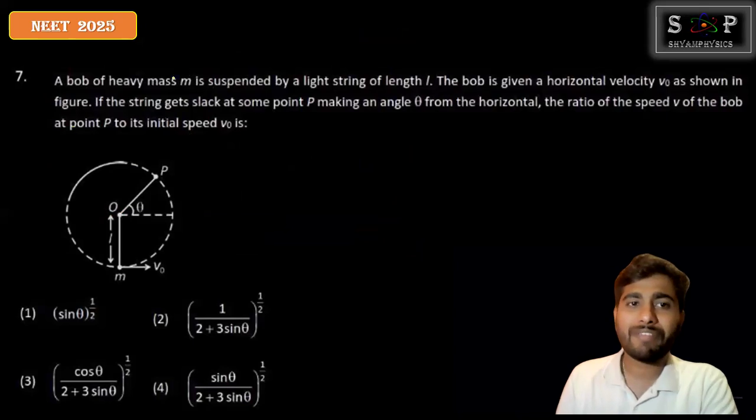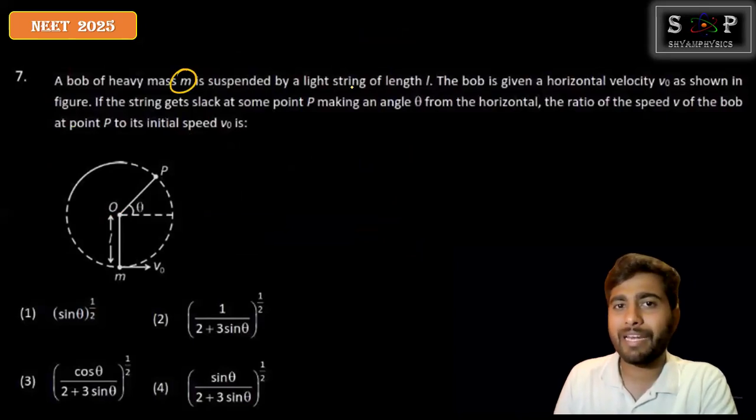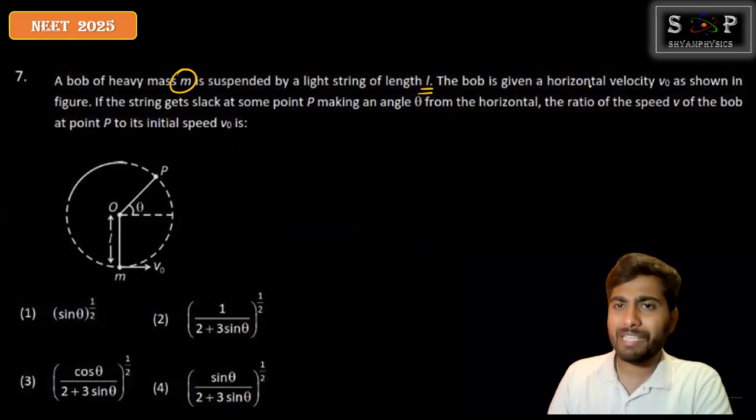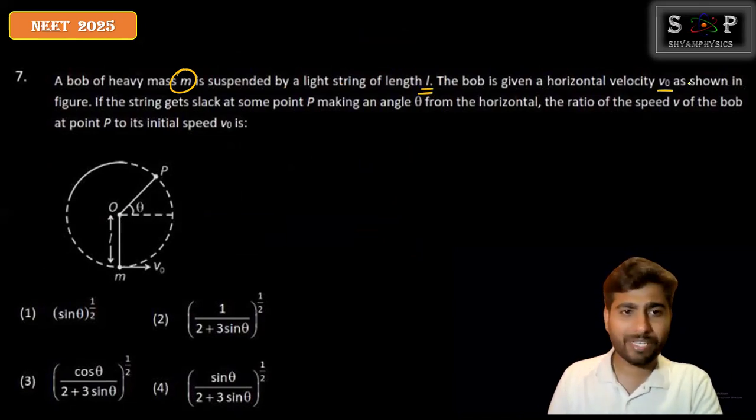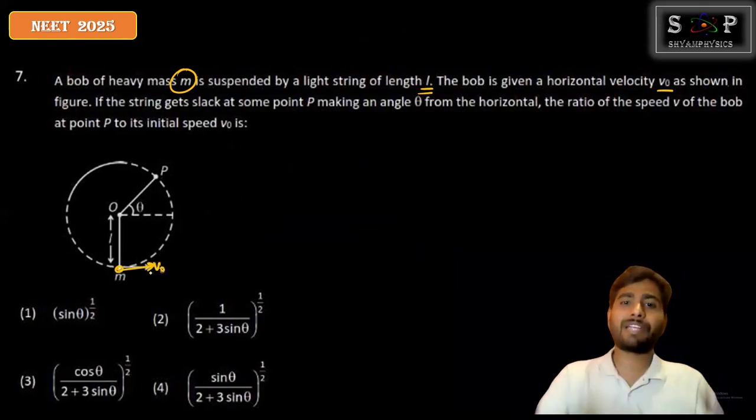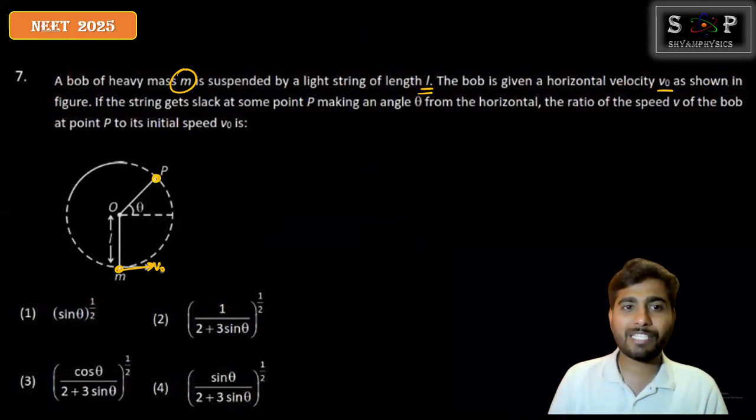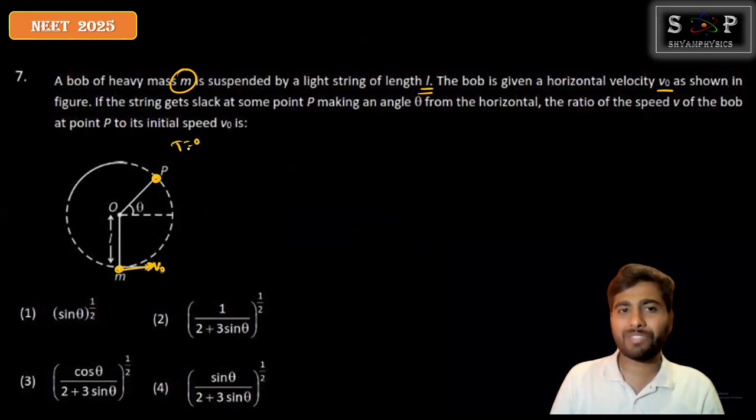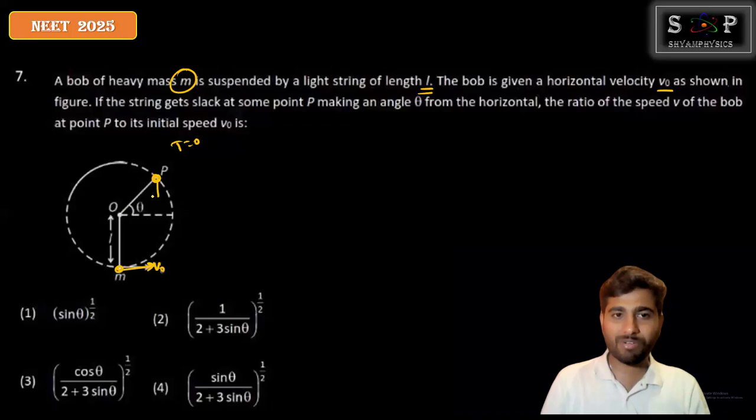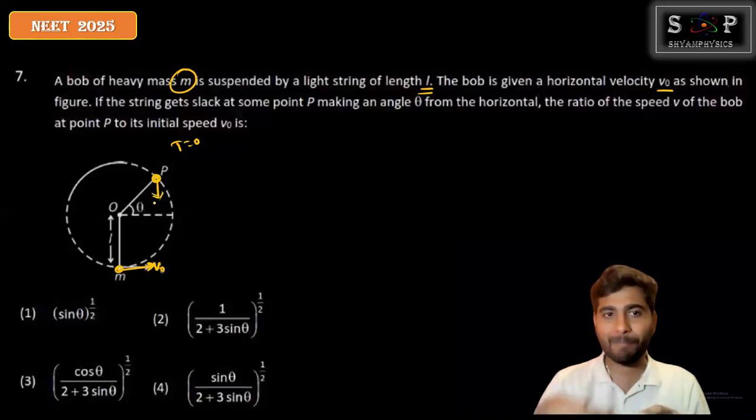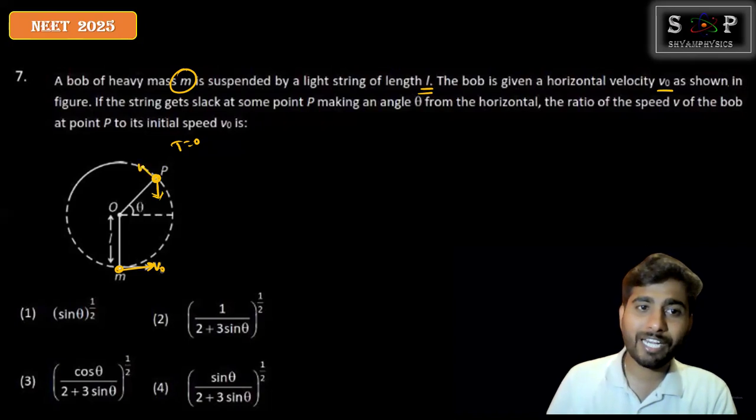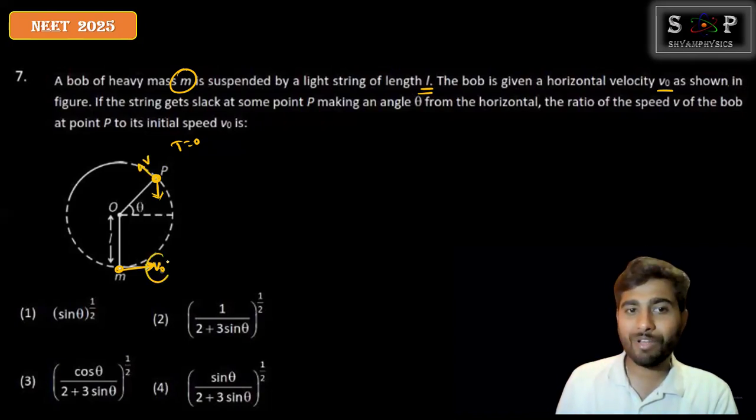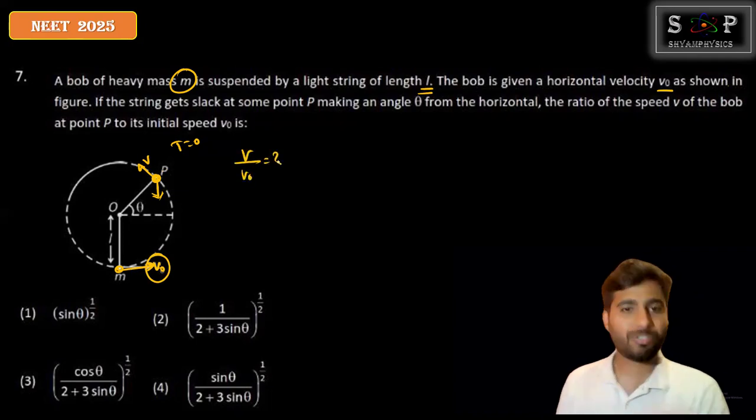A bob of heavy mass M is suspended by a light string of length L. The bob is given horizontal velocity V0 as shown in the figure. Here they have given horizontal velocity to this bob, so it will travel in a vertical circular motion. At this point P, the thread is going to slack. Under this slack condition, tension will become 0, so it will fall down from this point without making a complete circle. They're asking, at this point it is moving with velocity v, and the initial velocity is v0. What is the ratio of v by v0? This ratio we need to calculate.